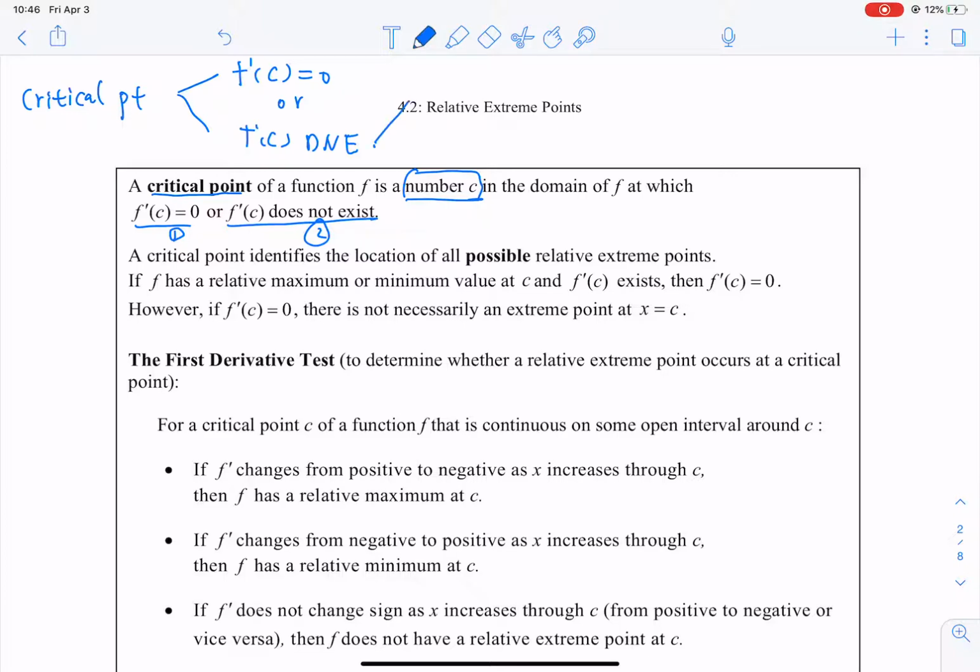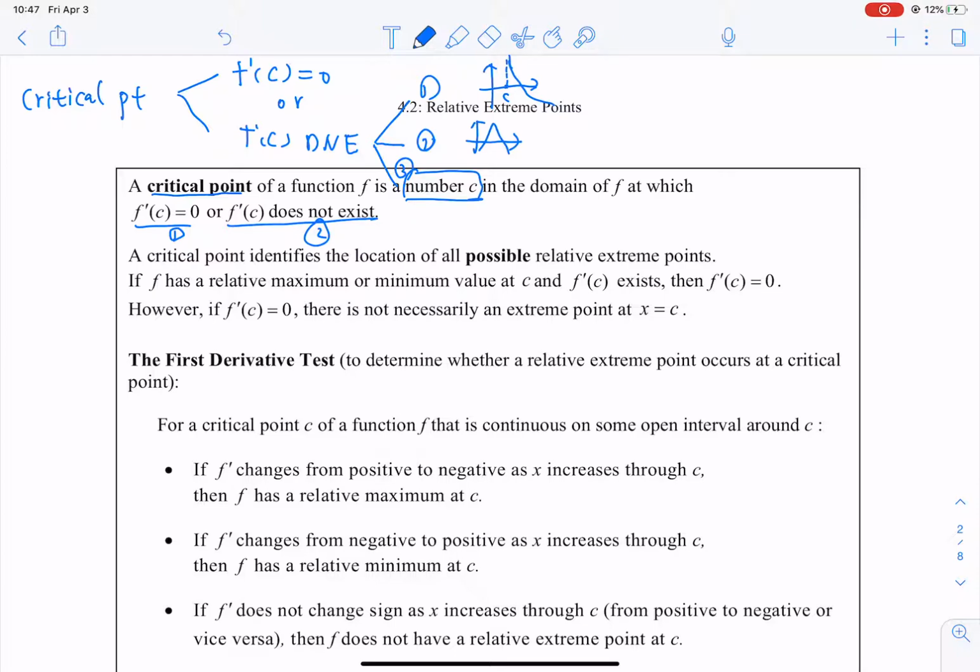Three cases. The first one is where the derivative does not exist. The first possibility is the function has a vertical tangent line. If the function has a vertical tangent line, then the derivative does not exist, for example at point C. And the second case, the function has a sharp corner. Like this one, a sharp corner, then the derivative does not exist.